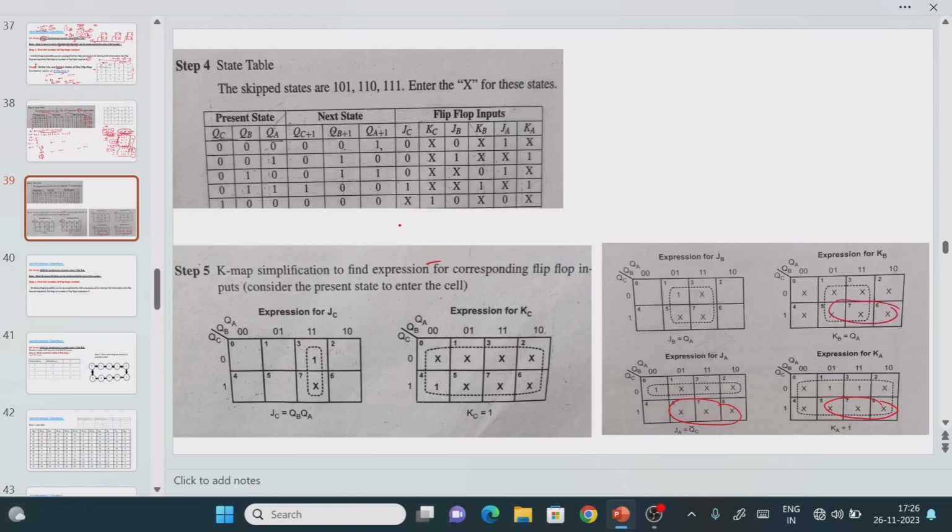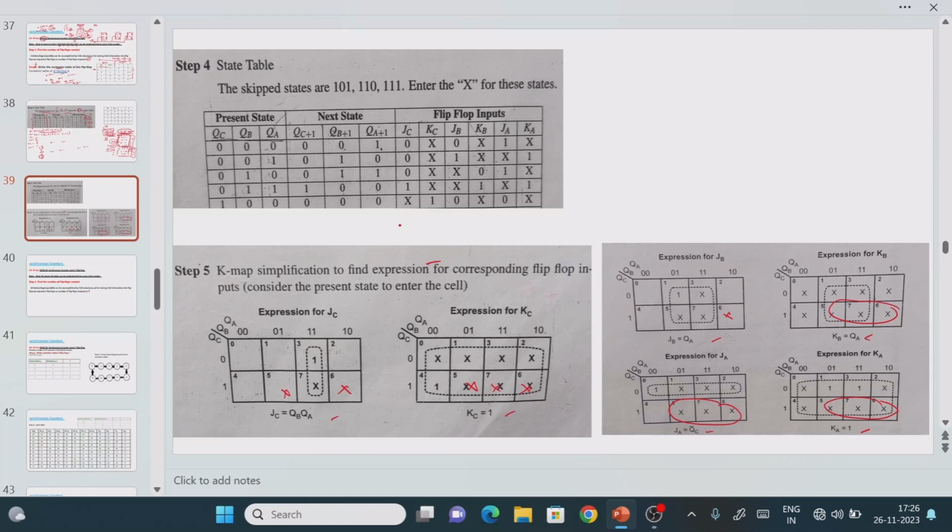Because these we skipped in our truth table. So here is something wrong. Here also we need to consider don't care. Everywhere, you see that 5, 6, 7 are the always don't care combinations, right? Now what you have to do is find out the logic expression for JA, KA, next JB, KB, next JC, KC.